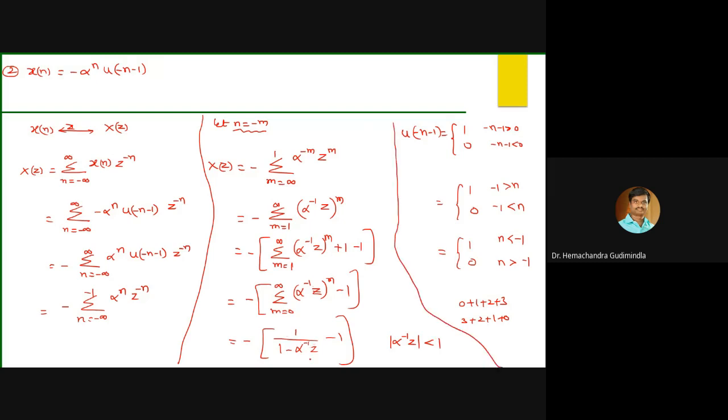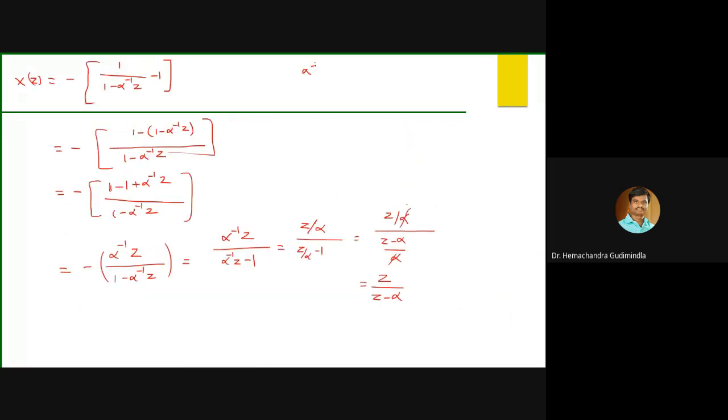Because here this one we done right. 1 by 1 minus alpha inverse Z. Alpha inverse Z should be less than 1. You can write it as Z by alpha should be less than 1. Mod Z by mod alpha should be less than 1. Mod Z should be less than mod alpha. What is the ROC here? Mod Z should be less than mod alpha.